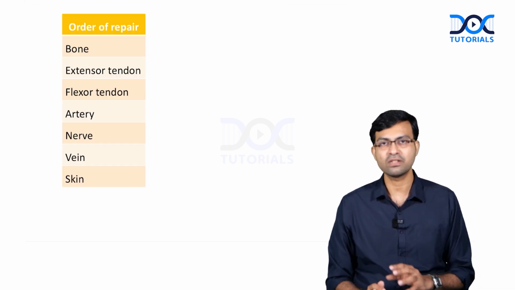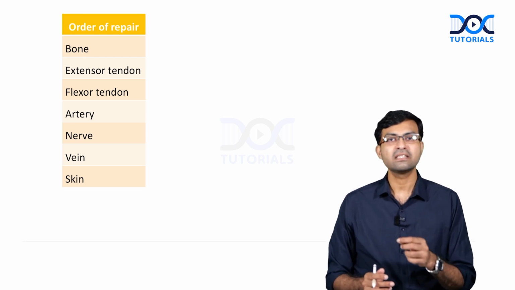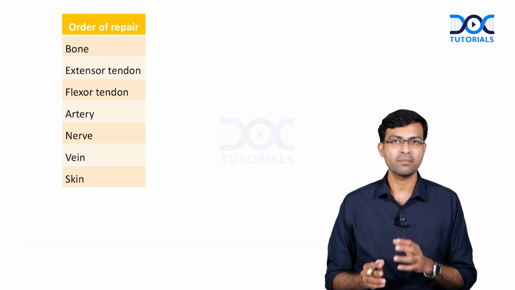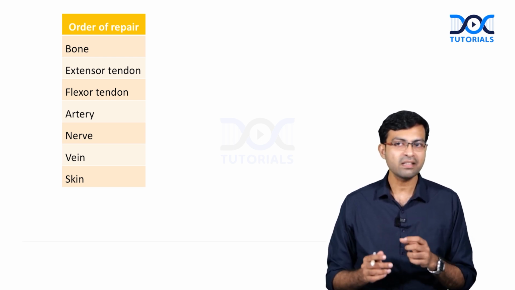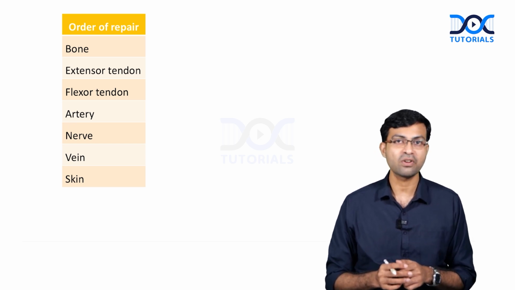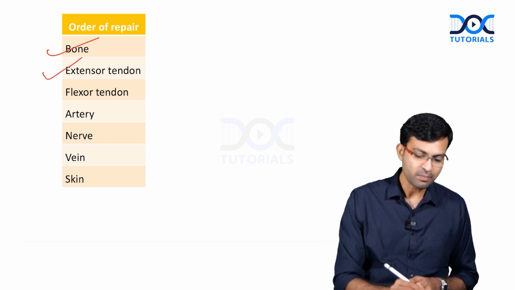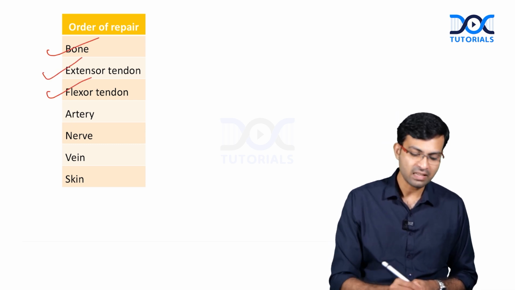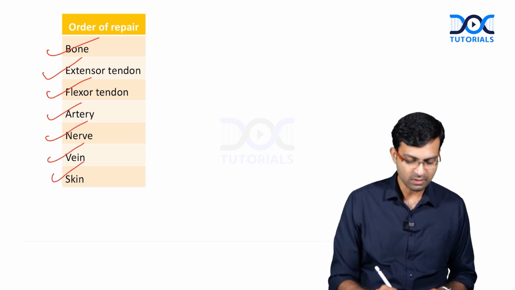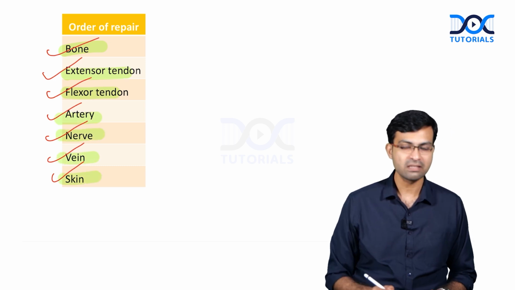When the patient reaches the hospital, he will usually be taken over by a plastic surgeon, and he will repair the structures one by one. Now there is an order or sequence in which the structures are repaired. Do you know the order? See, generally students think that it is the artery that is repaired first, but no, it is not like that. Remember, it is the bone that is fixed first. Then you repair the extensor tendon and the flexor tendon. Then you repair the artery, nerve, vein and skin. So this is the order. You start with the bone, then extensor and flexor tendon, artery, nerve, vein and skin. So this is the order of repair.